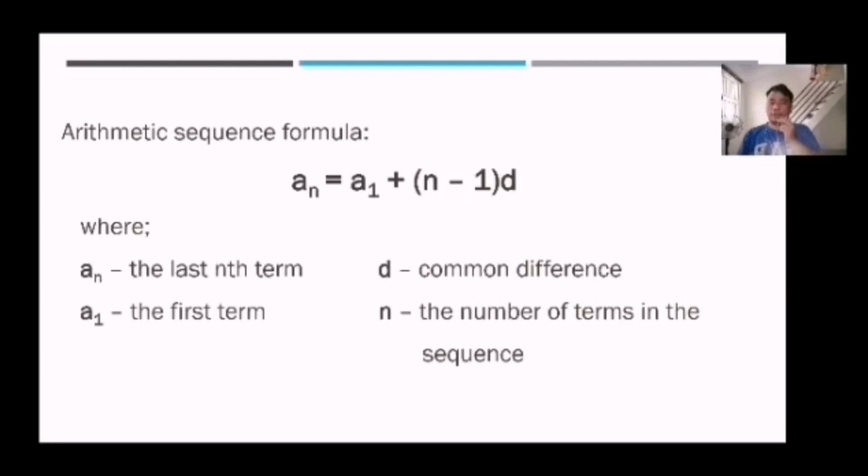This is the formula in solving for the unknown in an arithmetic sequence. a sub n equals a sub 1 plus the quantity of n minus 1 times d, where a sub n is the last nth term, a sub 1 is the first term, d is the common difference, and n is the number of terms in the sequence. Let's try to have our first example.